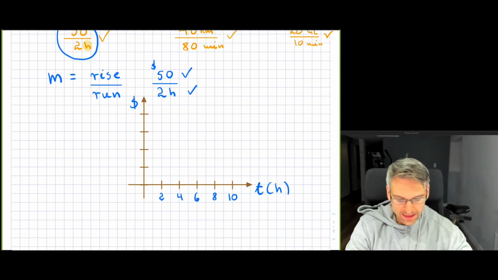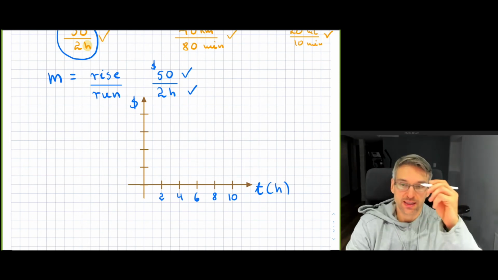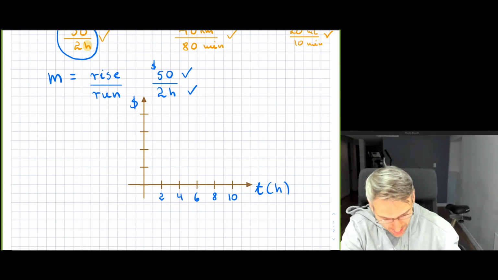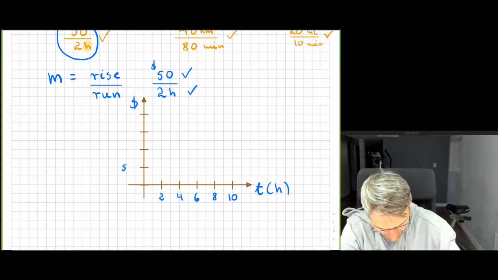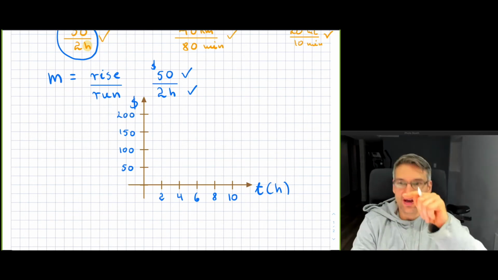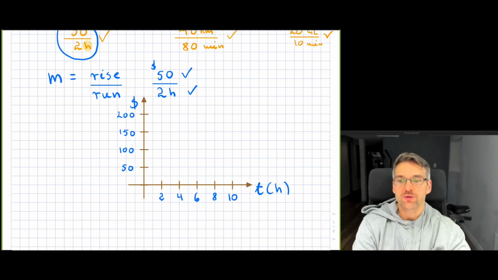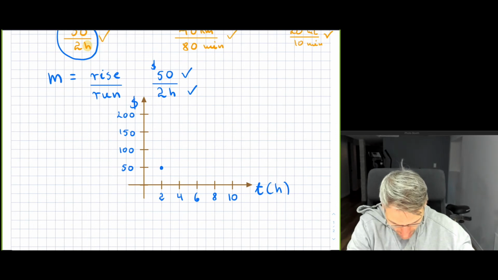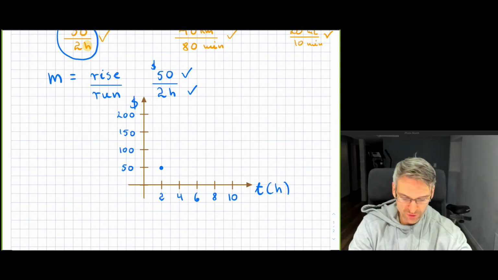And in terms of money, I can label these. If I put this at $50, and then we would put this at $100, I'm just moving up by $50 on each of those dashes that we have. So if I graph this, and I know that for every 2 hours I am making $50, that means my first point would be right here, right? For the first 2 hours I would make $50.